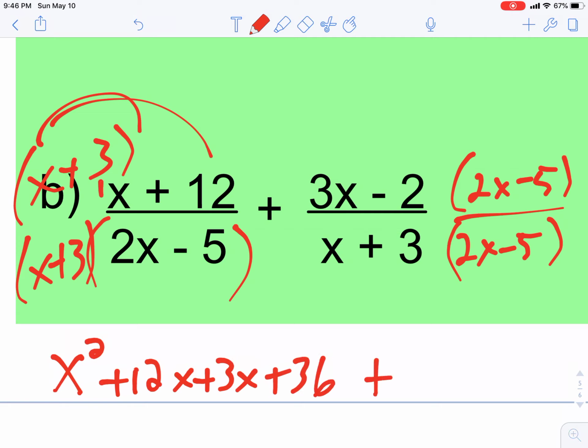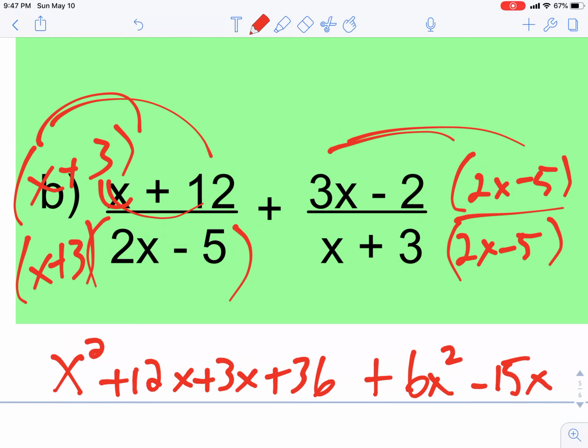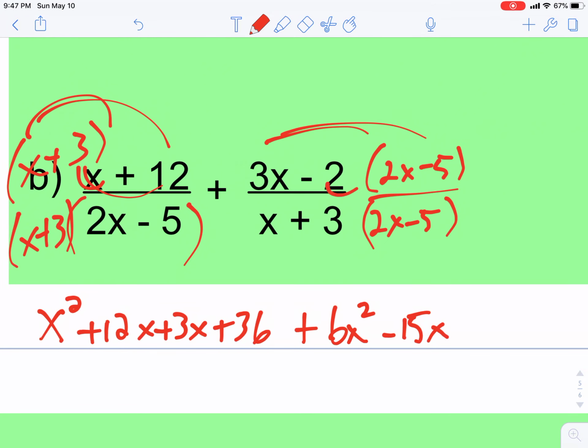All right, that's distributing the 3 into both. Now we're going to multiply the 3x into both and get 6x squared minus 15x. And then distribute the negative 2 in there. You're going to get minus 4x plus 10. Not 110.